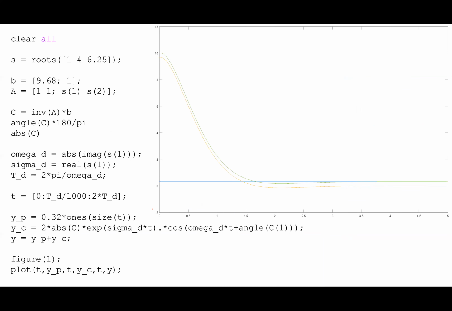So here's my code for this, my overall code for it. Notice by the time I get all the way down here to the end, here's that dot multiply for me. So I'm taking that exponential and I'm multiplying it by cosine. Okay. Now, what I did here is I plotted three different things, YP, YC, and Y. Okay. Which one is the particular solution? Which one is which?